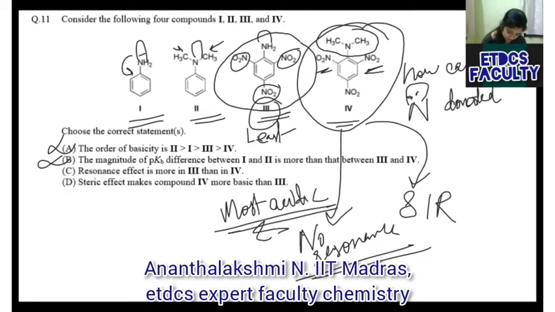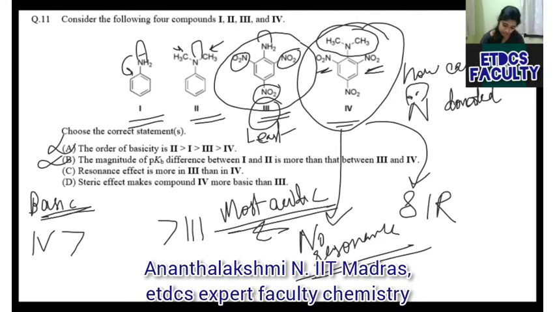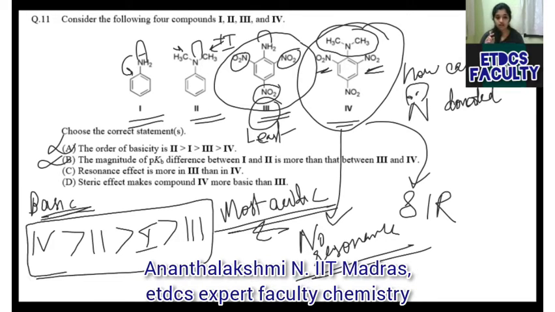Okay, I'll just write the basic nature order. Which is the most basic? Fourth one. Which is the least basic? Third one. Which is again a better base? Second one, because you have the plus I effect from the CH3 group. And then the first one. Okay, great. This is the order of basic nature for these 4 compounds. So A is wrong, B is wrong.